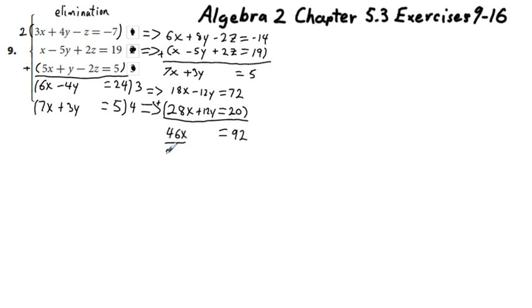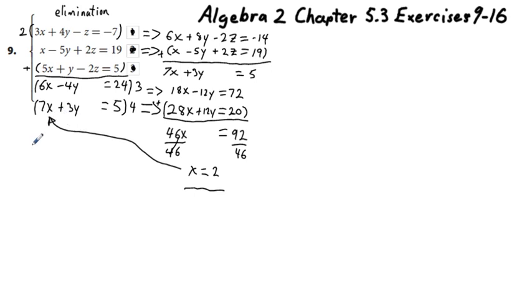Well, if we divide both sides of this equation by 46, we end up with x is equal to 92 over 46, or 2. So that's going to be our first unknown that we've solved for. And then we can come back to this. I'm going to take this x equals 2 over here. I'm placing this x here, I'm arrowing over to it now.